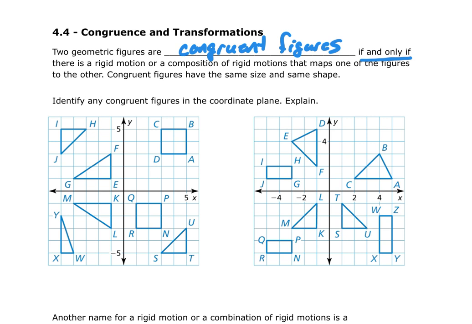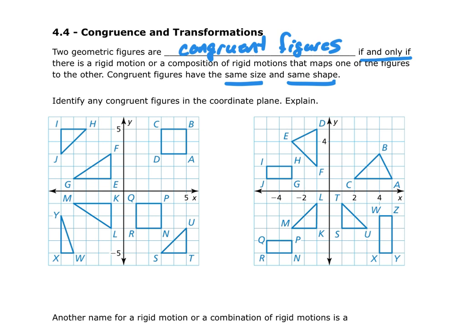So that's what we talked about. That could be one transformation, it could be multiple transformations. But if I have the exact same size and shape, then we have a congruent figure. So same size, same shape means the two figures are congruent. Very rarely are we ever going to change the shape, right? I'm not going to change a triangle into a rectangle. That would be a transformation, but it's a completely different transformation.